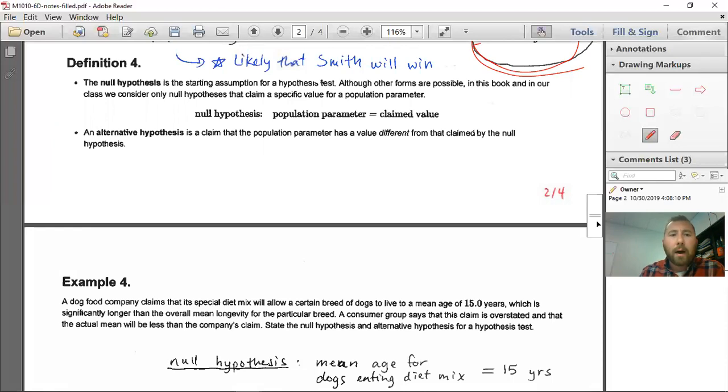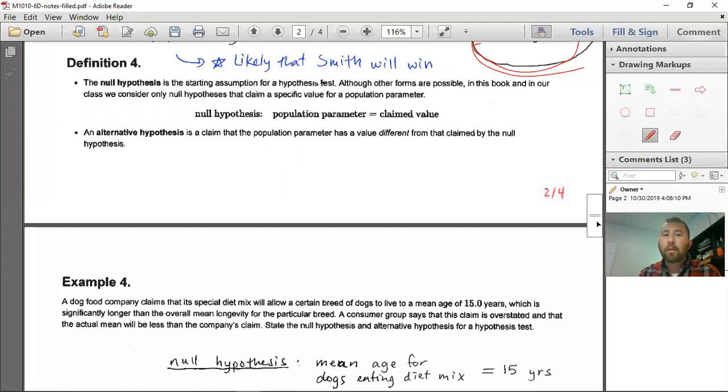So the null hypothesis, we're talking about hypothesis testing here for the remainder of the packet. The null hypothesis is a starting assumption for a hypothesis test. There are many different forms that a null hypothesis can take, but for our book and for our class, we're just going to consider one type, where the null hypothesis is basically going to say that some population parameter that we want to talk about equals some number. Again, this is all going to be very abstract at first, but we'll tie it into some examples.